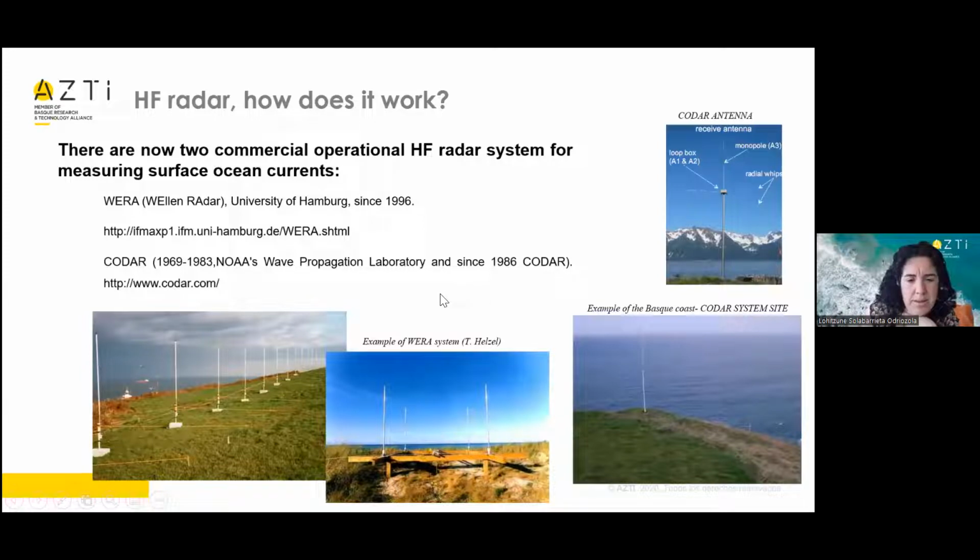So currently, there are two main brands of high frequency radars in the global market, and the main difference is how they detect the incidence angle of the emitted and received signal. So the WERA system uses 16 antennas at each site, and the CODAR systems use one antenna, and the raw spectral information is a bit different, but the output is wave and current information.